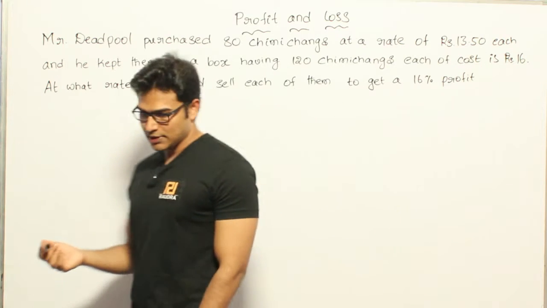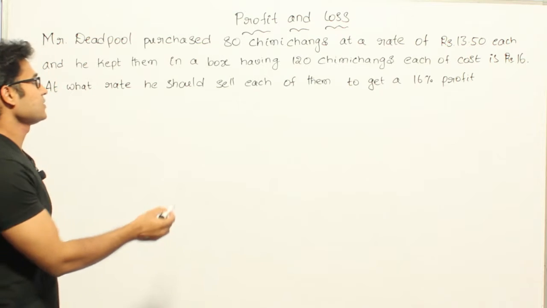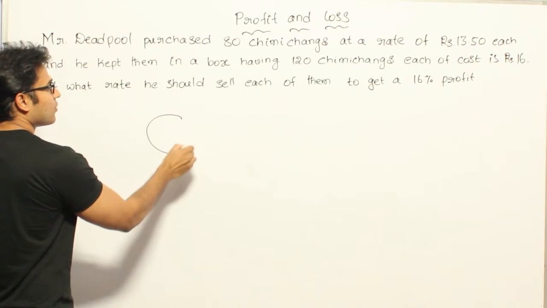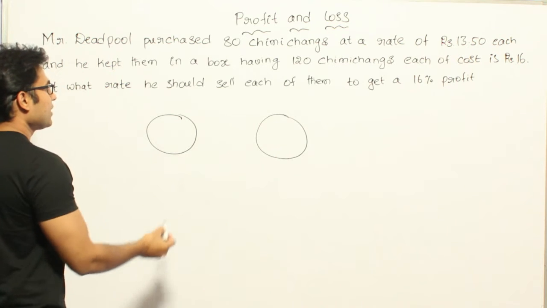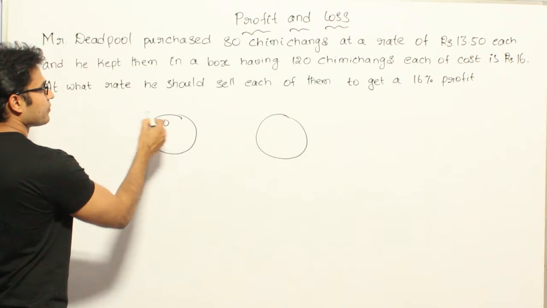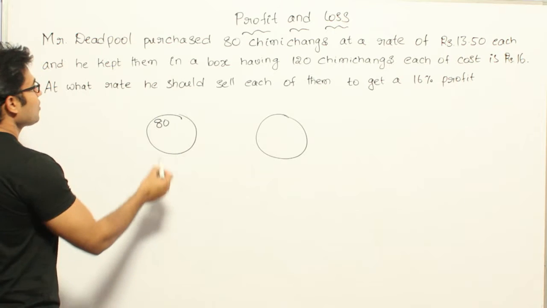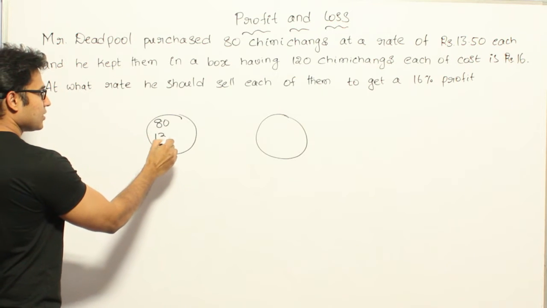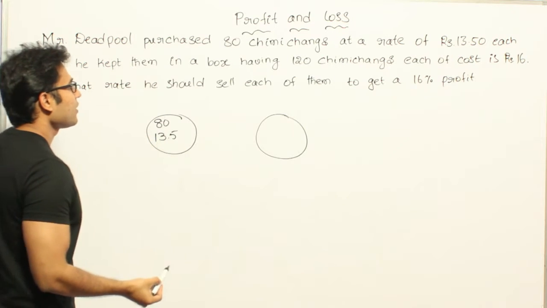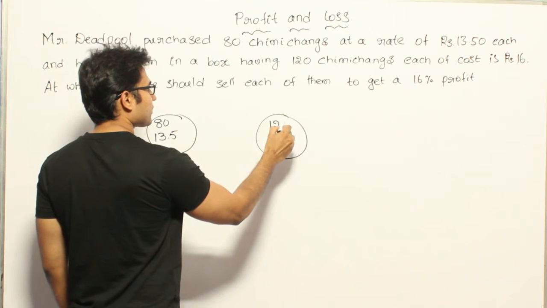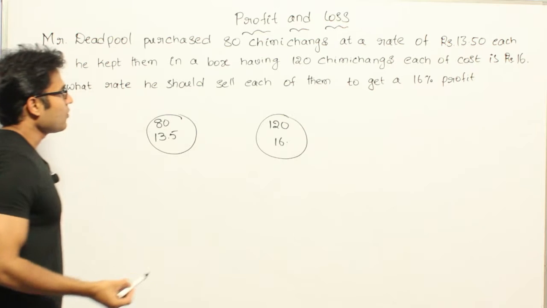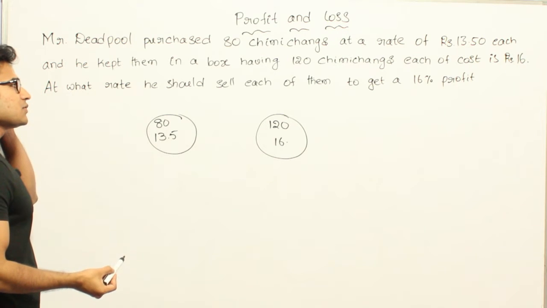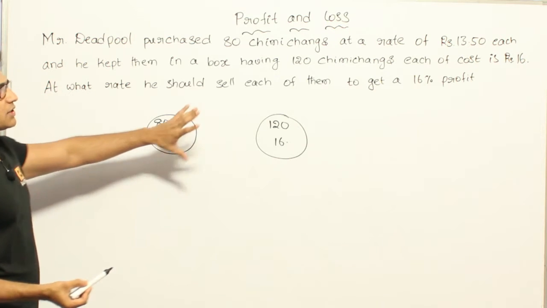So what he is trying to say is there are two groups of chimney chunks. One is containing 80 and the price of each one in this group is 13.5 rupees, and the other one is containing 120 and the price of each one here is 16 rupees. Okay, now both of them he is going to sell at a profit of 16%.